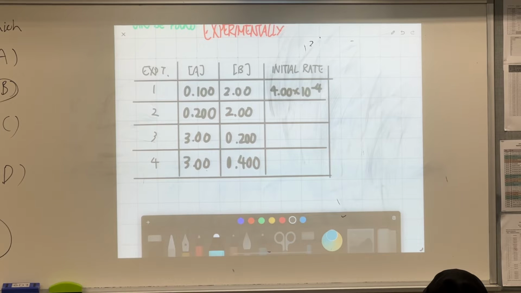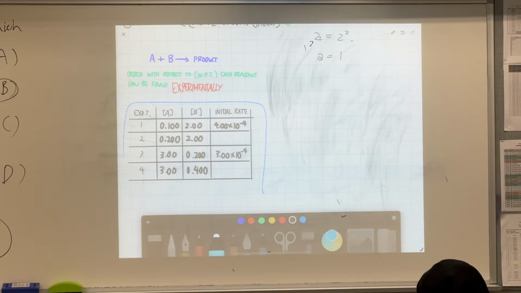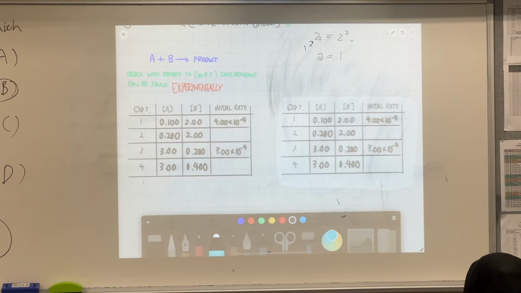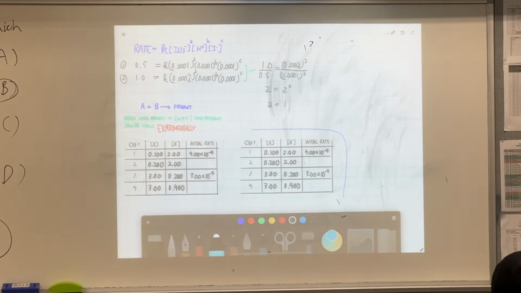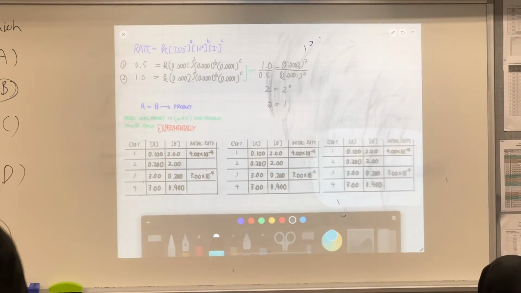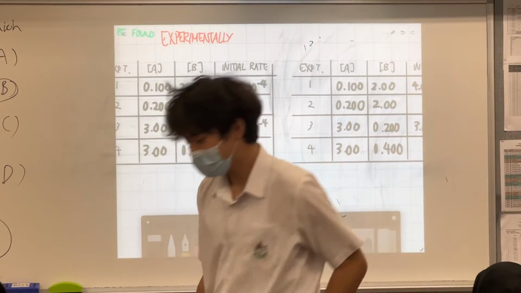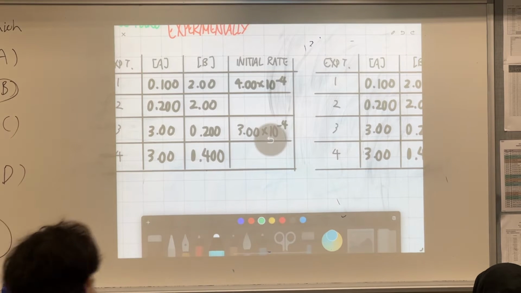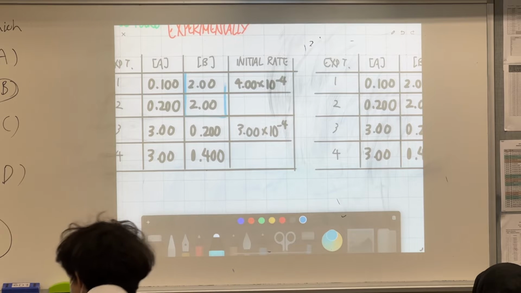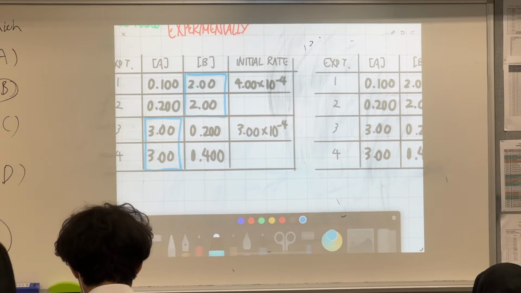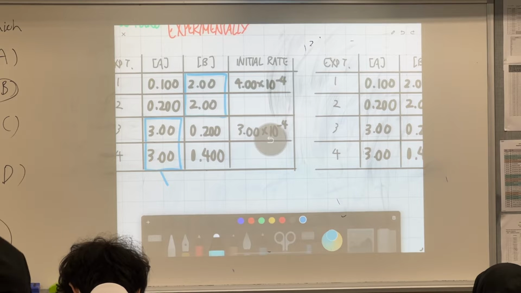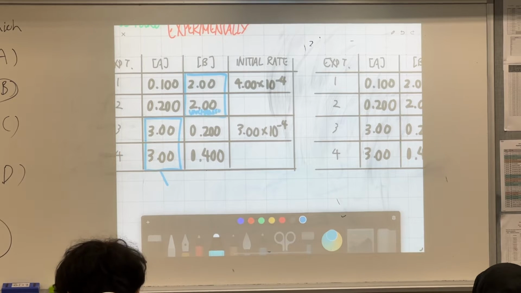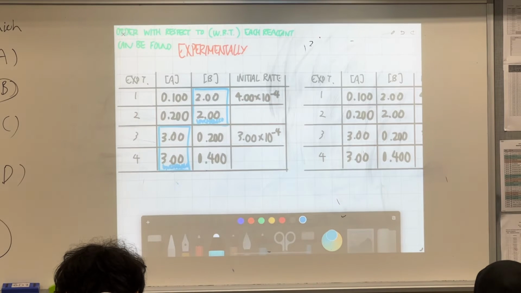So you have 3.00 times 10 to the power negative 4. No. Let me show you some sample data, and some conclusions you can draw from each set of data. So starting with this one, what do you see? When you keep the concentration of B unchanged, you see here these are unchanged, and you change the concentration of the other reactant.